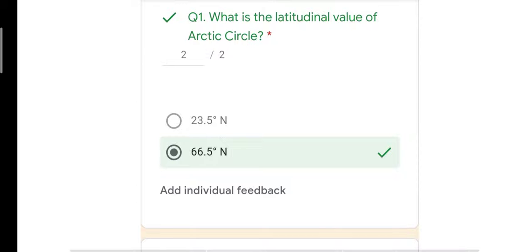Now children, you can also write it as 66 1 by 2 degree north. So 1 by 2 or 0.5, both are correct. So don't get confused that 66.5 was not given in our book. 66.5 means 66 1 by 2 degree north. So children, 23.5 degree north is the latitudinal value of Tropic of Cancer. That is why 23.5 is a wrong answer and 66.5 was the correct answer.